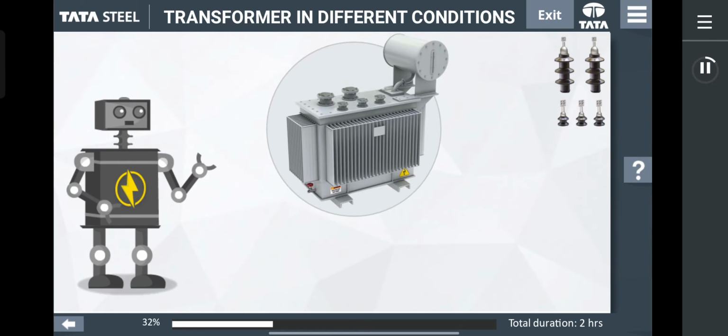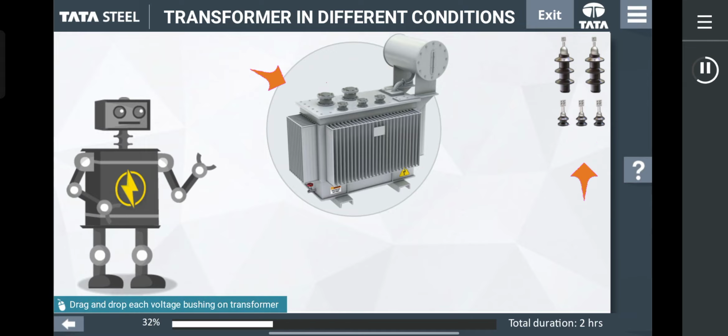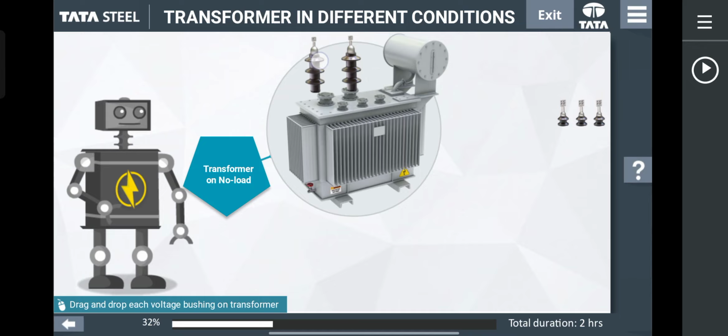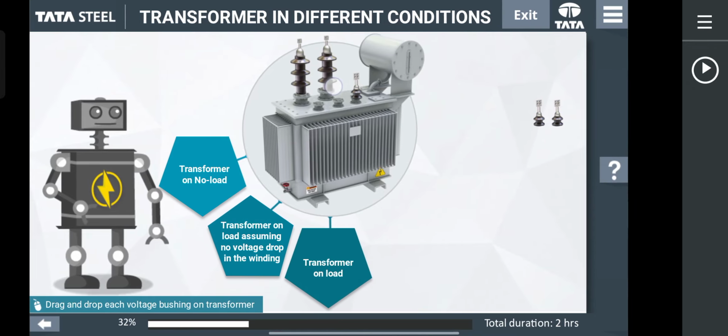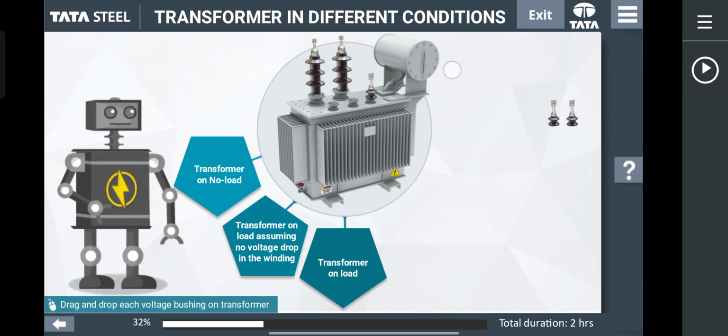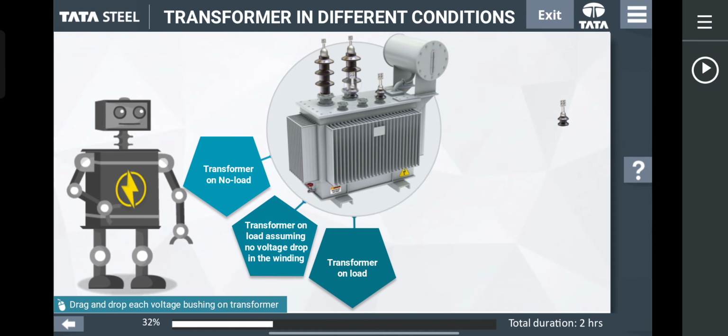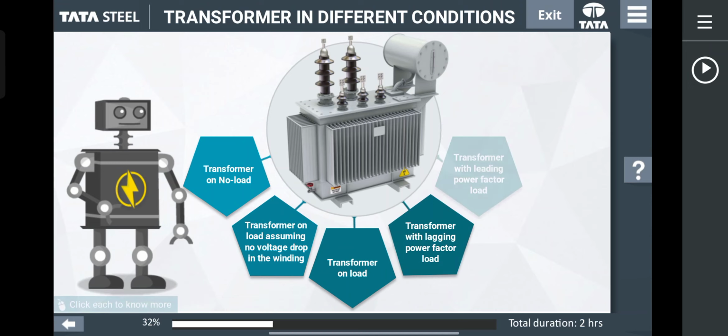In this section of this module, we will understand the transformer in different conditions with the help of circuit and phasor diagrams. Drag and drop each voltage bushing on the transformer. Click each to know more.